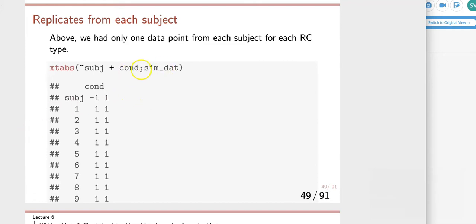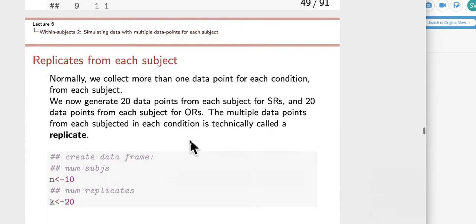So in the previous data set that we had generated, the simulated data, we had exactly one data point from each subject in each condition. So that's what this output is showing you, right? But in real life, when we are actually collecting data, what we typically do is that we have more than one data point for each condition from each subject. So for example, we might have 20 data points for each subject in subject relatives and 20 data points from each subject in object relatives. These multiple data points from each subject in each condition are going to be called a replicate.